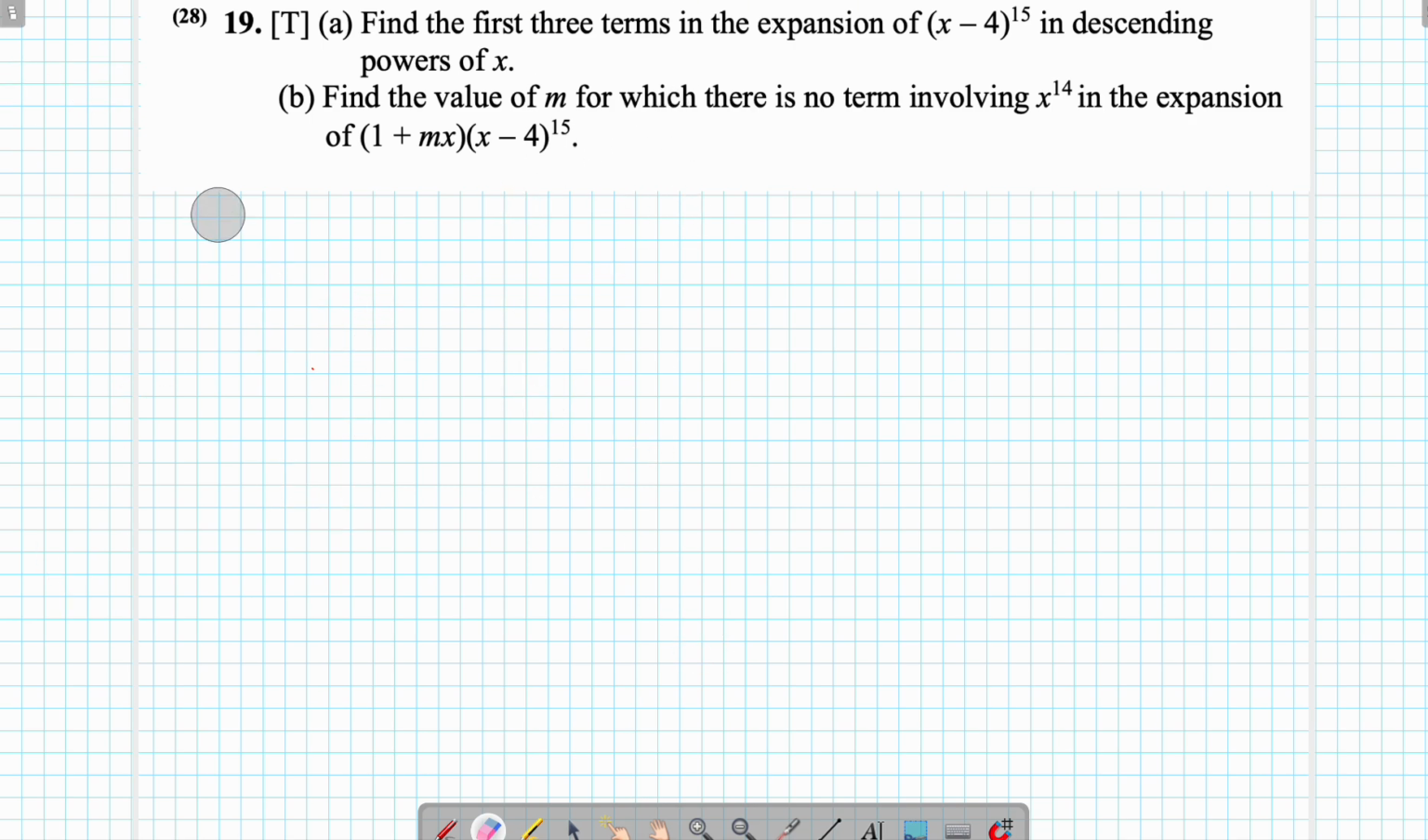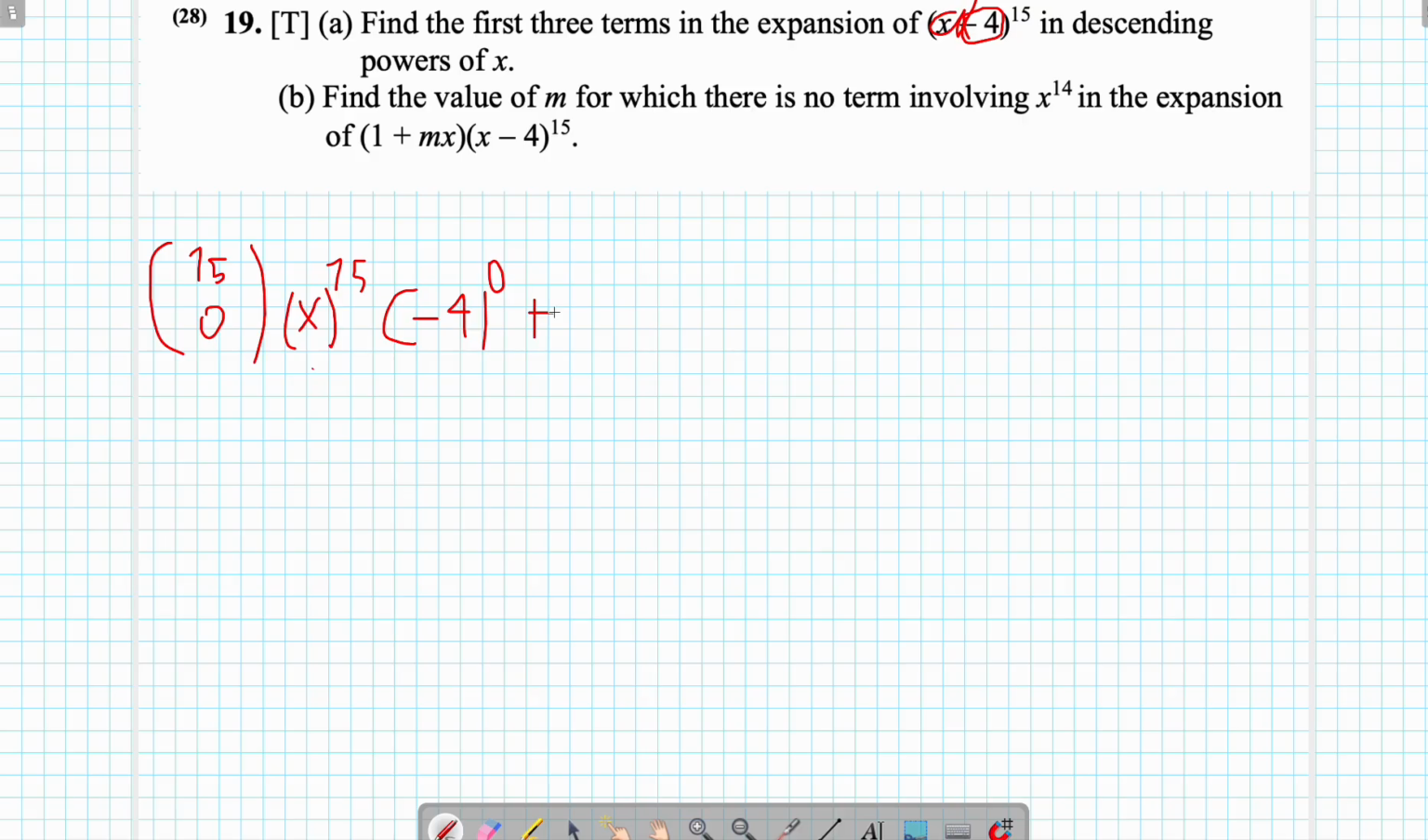Find the first three terms in the expansion. Okay, first let's identify a and b. x is a and negative 4, the entire thing, is b. So we start from 15C0 and then x to the power of 15 minus 0, which is 15, times (−4)^0.